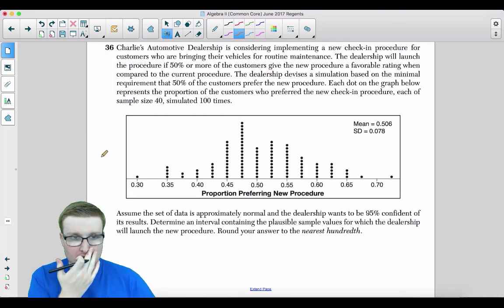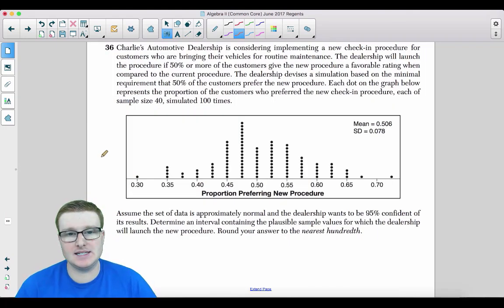Charlie's automotive dealership is considering implementing a new check-in procedure for customers who are bringing their vehicles for routine maintenance. The dealership will launch the procedure if 50% or more of the customers give the new procedure a favorable rating when compared to the current procedure. The dealership devises a simulation based on the minimal requirement that 50% of the customers prefer the new procedure. Each dot on the graph below represents the proportion of the customers who prefer the new check-in procedure, each of sample size 40 simulated 100 times.